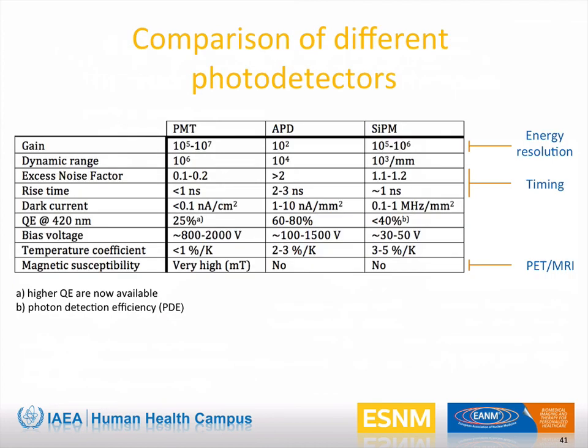In recent years, solid-state photodetectors are rapidly replacing photomultiplier tubes for the design of PET detectors. The figures of merit to perform a comparison among the available photodetectors are the energy resolution, the timing properties, and the suitability for use in hybrid PET-MR systems. The most popular solid-state photodetectors are avalanche photodiodes, or APDs, and silicon photomultipliers, or SiPMs.